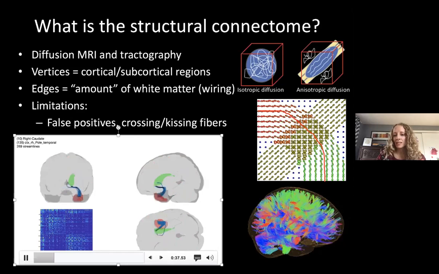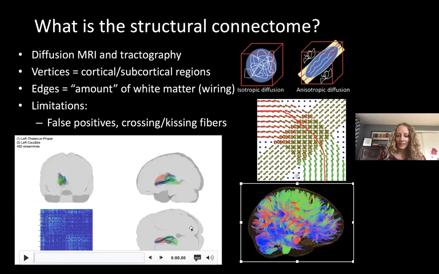Okay, so that's essentially how you can measure anatomical connections in diffusion MRI. And here I just have a video at the bottom showing you some scrolling through pairs of gray matter regions and showing you the white matter that connects those two gray matter regions.